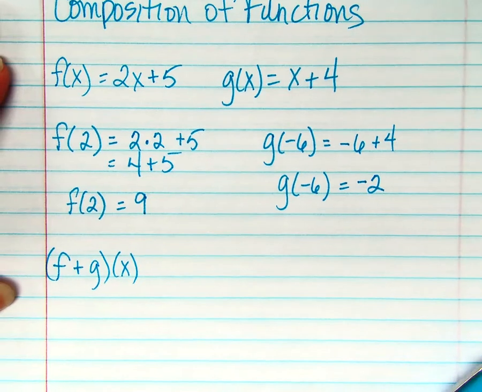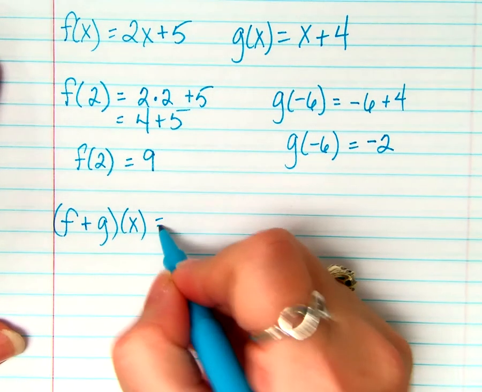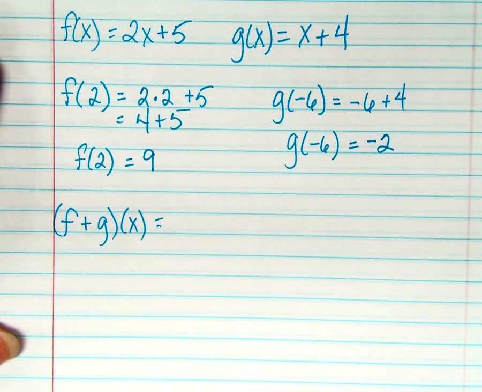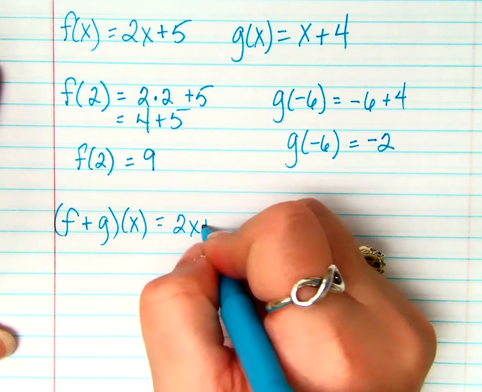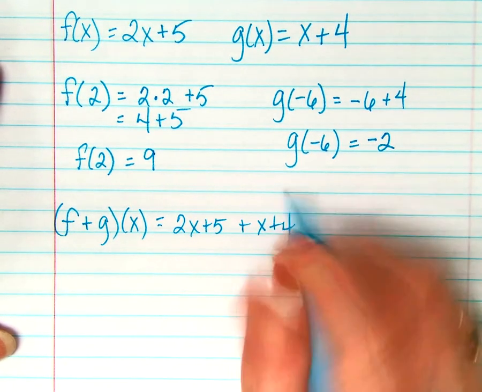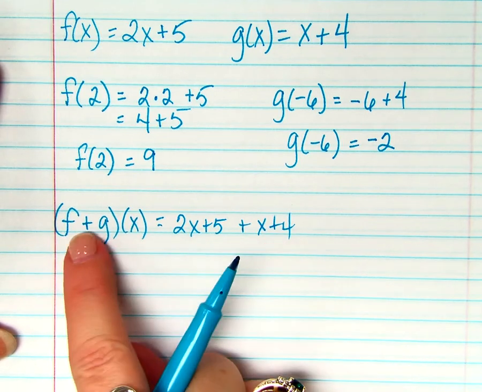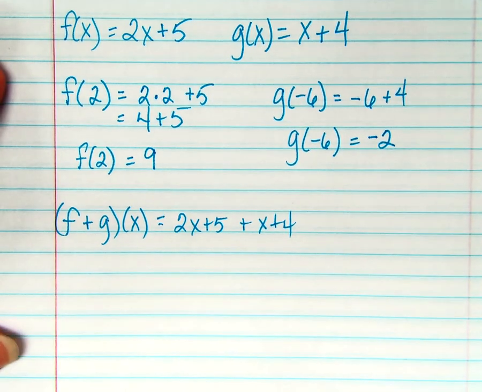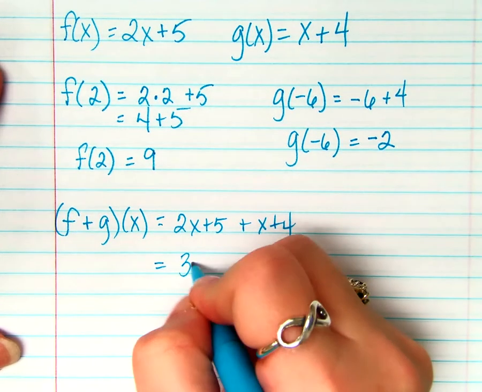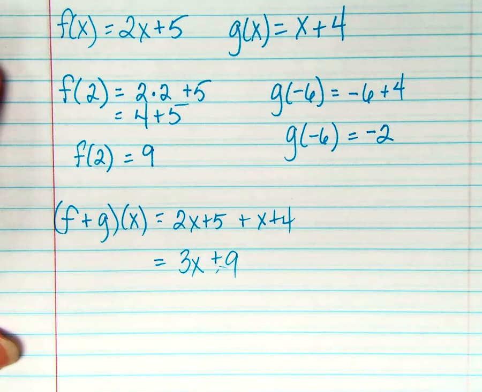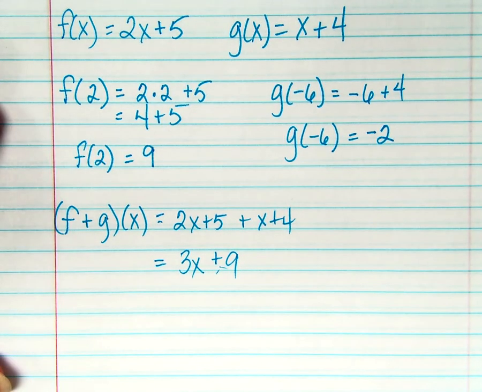f plus g of x. What do I do with that? Add them. 2x plus 5 plus x plus 4. That's f of x. That's g of x. It's asking me to add them. So, add them. What do I get? 3x plus 9. Done. Remember doing that?